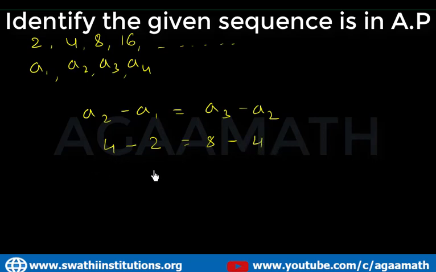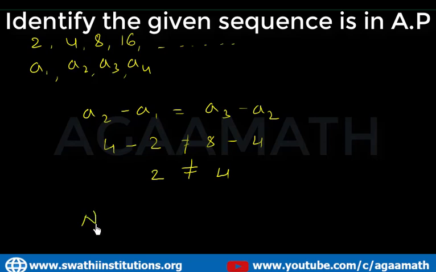4 minus 2 is how much? 2. 8 minus 4 is how much? 4. That means these are not equal. It means here the difference is not the same. There is no common difference in the given sequence of terms. So it is not in AP.